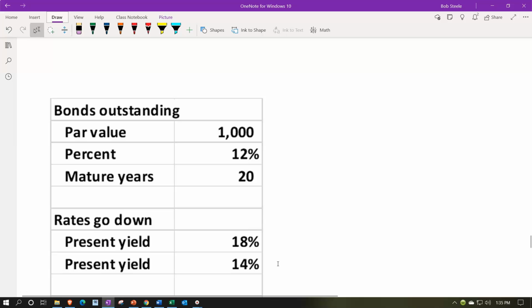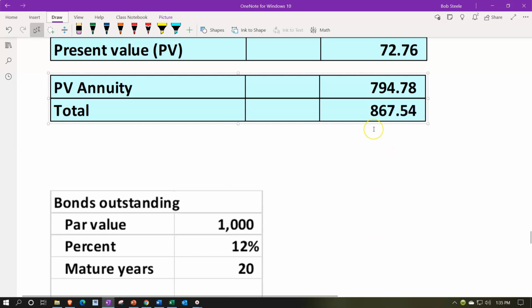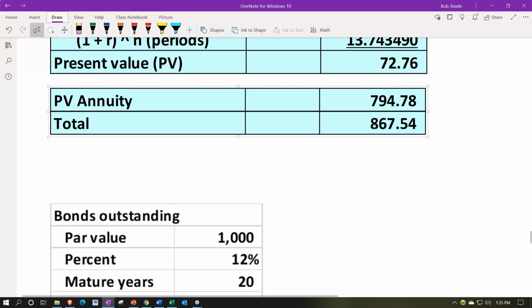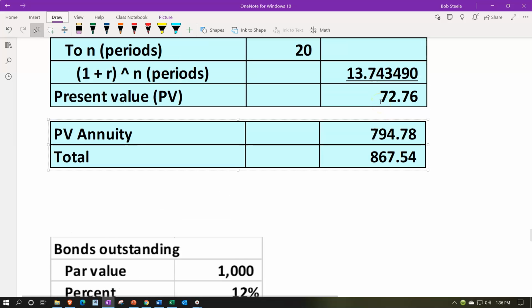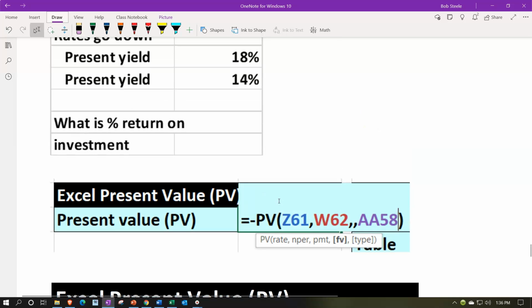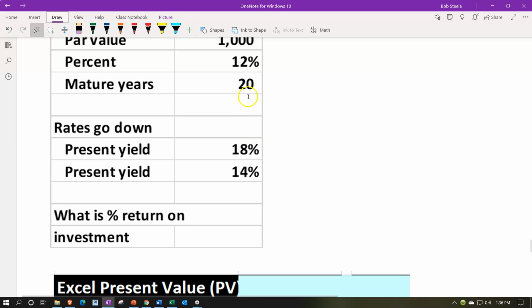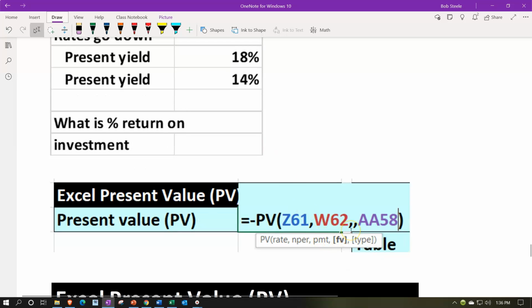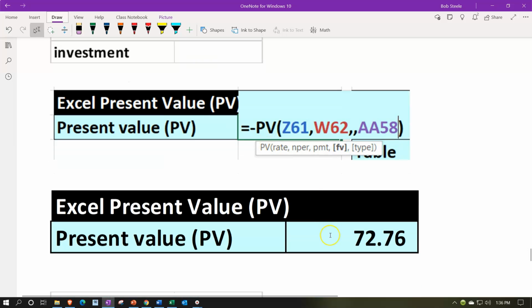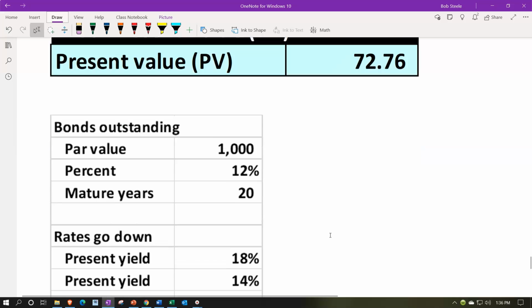So that's what we would consider selling at this point in time, the 867.54. Now if we calculate this another way, I'm going to calculate this 72.76 the easy way using Excel first. The calculation would be the present value, the rate 14% as opposed to the 18%, that's the market rate. The number of periods would be 20 still, and then comma, the future value, 1,000, bringing that 1,000 back to the present, the 72.76 again.